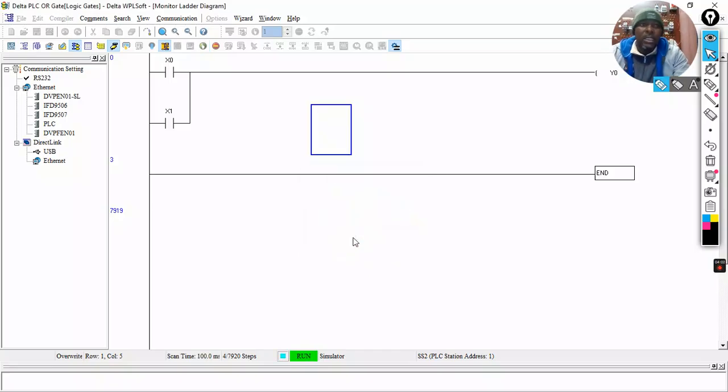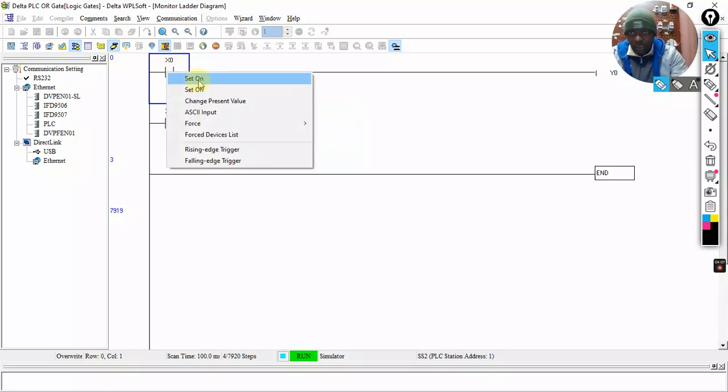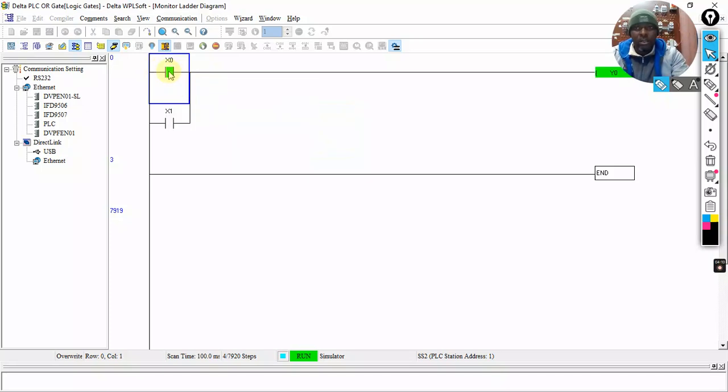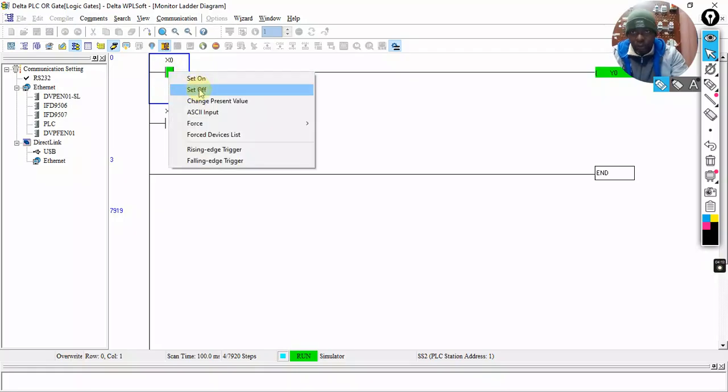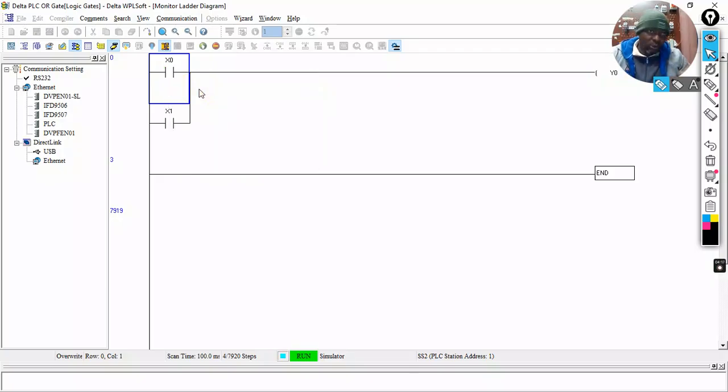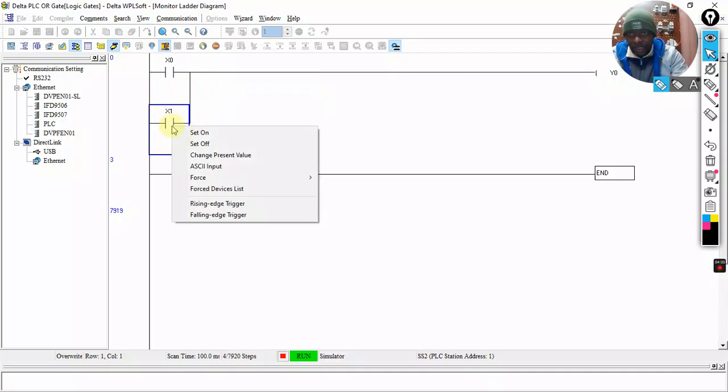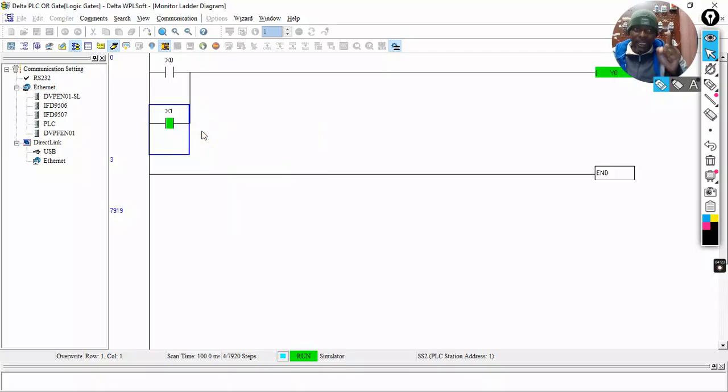And now you see nothing happens until we activate either set on X0 and you've got power. Because we don't want you to think it's because of the X0, let's remove this X0, we set off, you see it goes off, but now we set on the X1, and again we have power. So either X0 or X1 gives us power through the output.